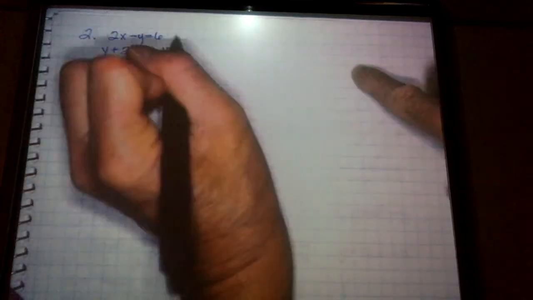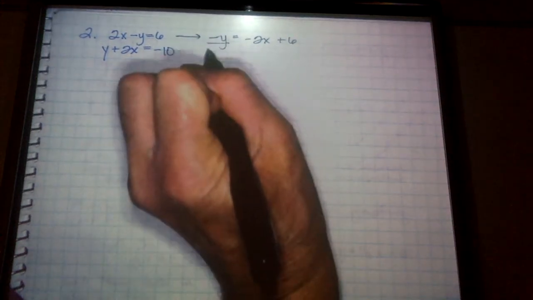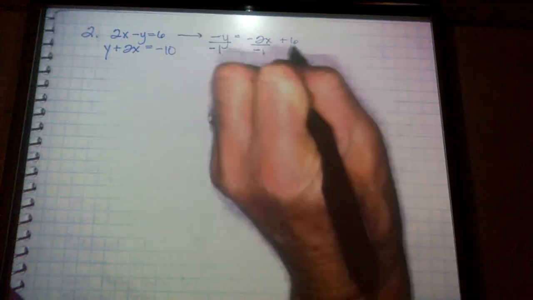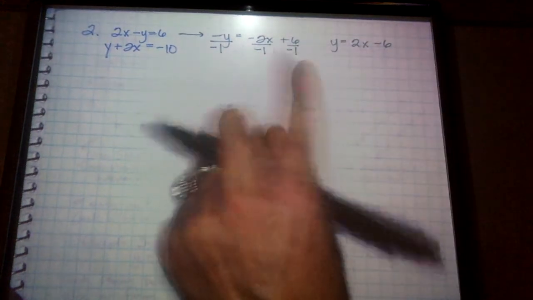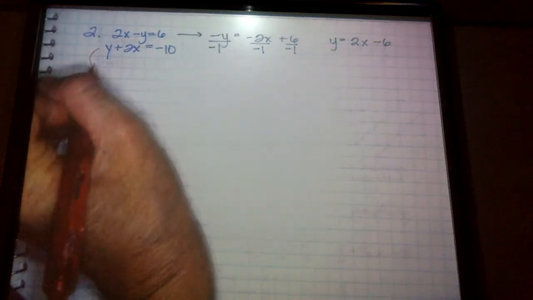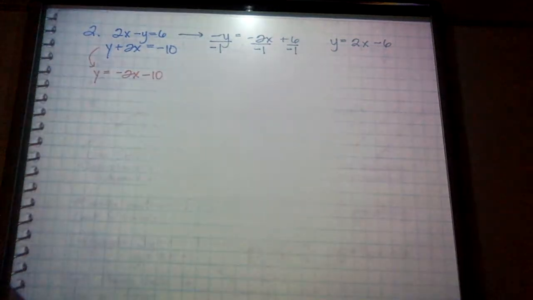Remember, the easiest way to graph is to rewrite these in slope-intercept form. So here I would subtract 2x. Notice when I subtract it, I just write it on the other side with a subtraction sign. I have to get rid of the negative in front of y, so I'm dividing each one by negative. So that would give me y equals 2x minus 6. It changed both of these signs. This bottom one, I'm simply going to subtract 2x, so y equals negative 2x minus 10.